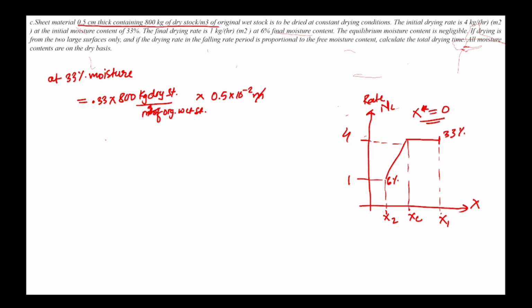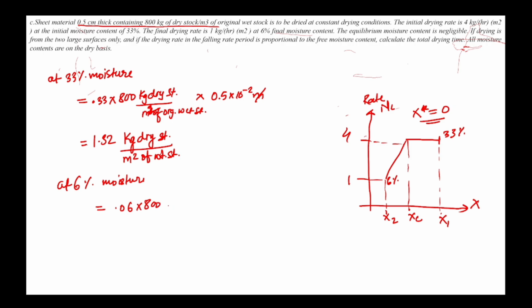This will become meter square. So at 33 we will get dry weight is 1.32. At 6% moisture we will get 0.06 into 800, the same unit, into 0.5 into 10 to the power minus 2, so it will give 0.24 kg dry stock per meter square of wet stock.